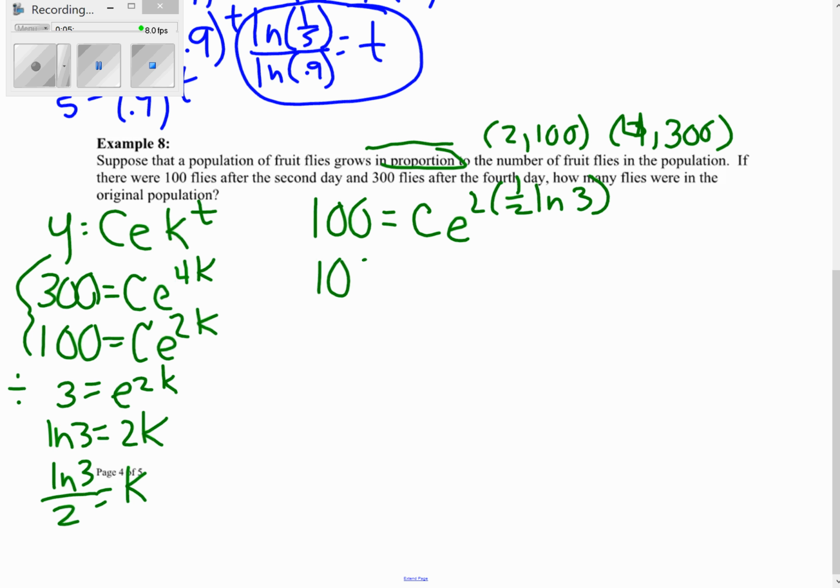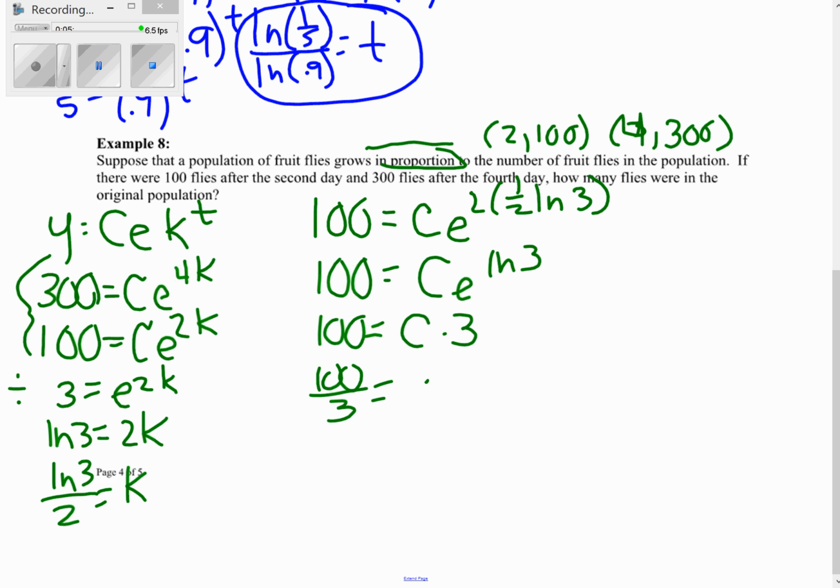So 100 equals c e to the, that would just be ln of 3. E to the ln of 3 is just 3. Alright, solving, you get 100 over 3, or 33 1/3.